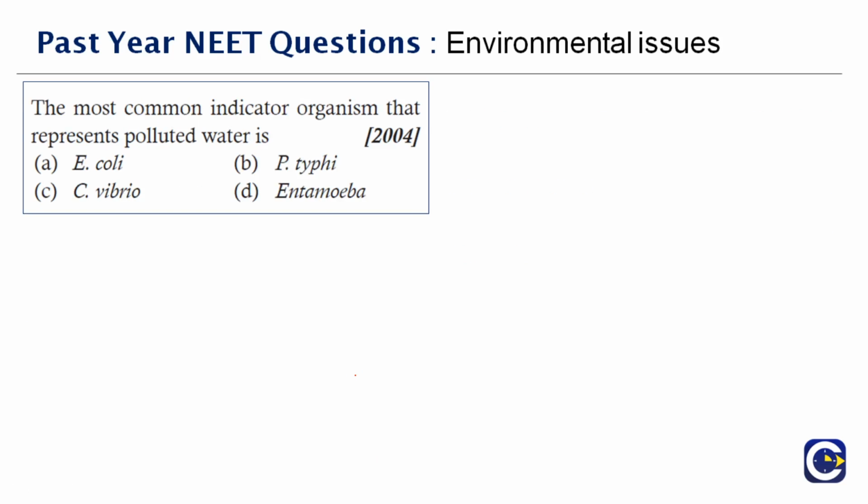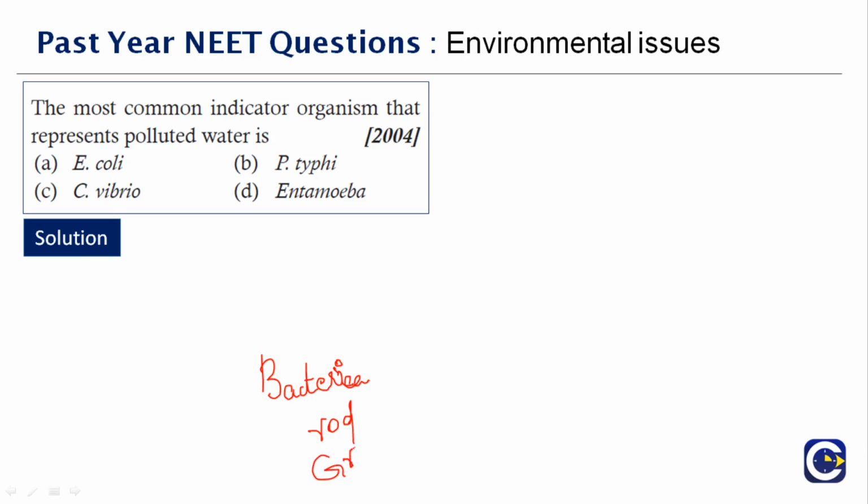The most common indicator organism that represents polluted water is dash. Okay, we have 4 different organisms here: Entamoeba, Typhi, E. coli, Vibrio, and all that. The main organism that represents the polluted water is E. coli. What is E. coli? It's a bacteria. What is it actually? It's a rod-shaped bacteria. It is a gram-negative bacteria.